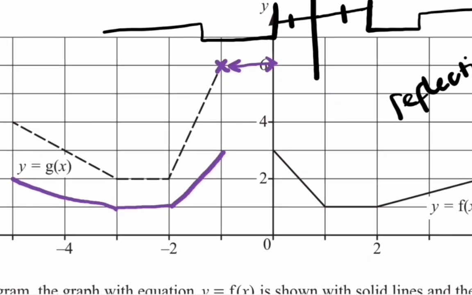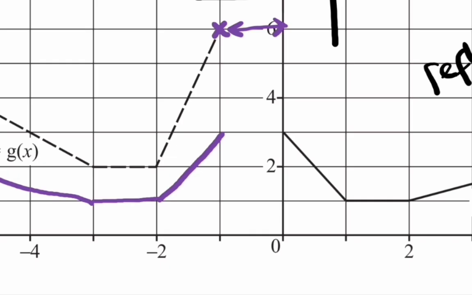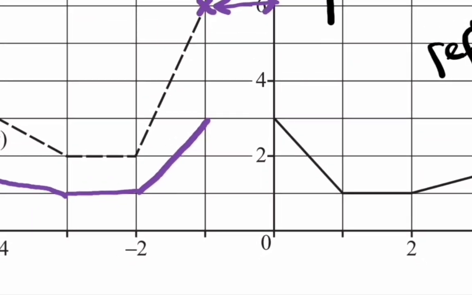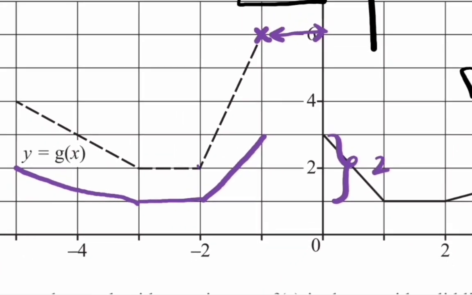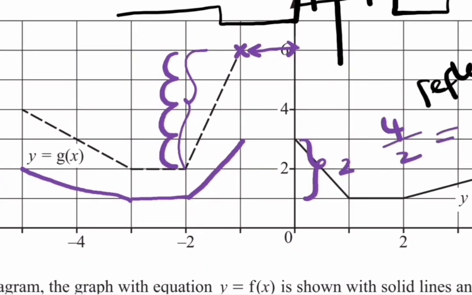And now for the last transformation, we look at the y-axis. We can see that for this one, this part is only covering 2 boxes, 1, 2, and this part is covering 1, 2, 3, and 4, right? So if we say that 4 over 2, obviously we get 2, meaning this has been stretched by a factor 2 in the y direction, right?